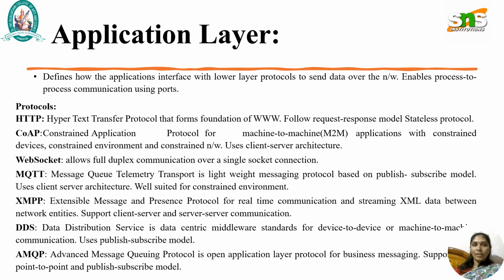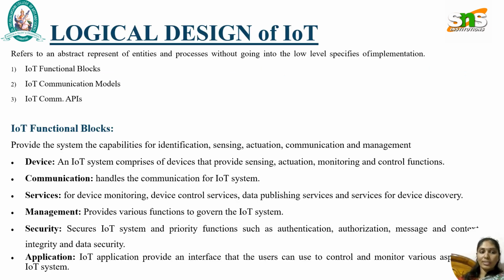And then the application layer. The application layer is followed by several protocols: HTTP, CoAP, DDS, AMQP, MQTT and XMPP. HTTP, as you all know, is the www protocol, a stateless protocol. Likewise XMPP, the Extensible Messaging and Presence Protocol. DDS, as already known, is Data Distribution Service. And then WebSockets allow full duplex communication over a single socket connection.